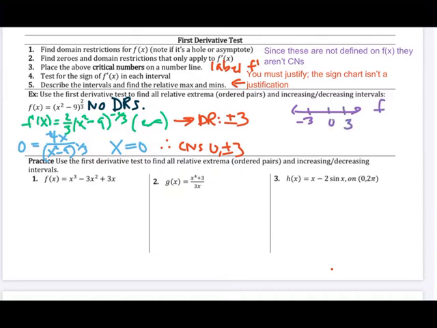And I'm going to make a note to myself off to the right-hand side that this is the first derivative sign chart. Sometimes I forget when I'm making multiple sign charts on a problem which one is which, and I find it really helpful to label it just right next to the number line.